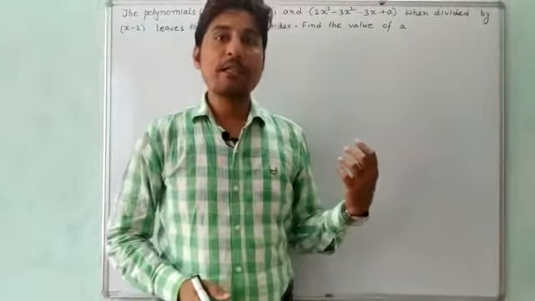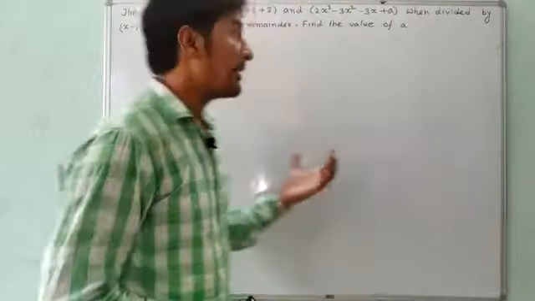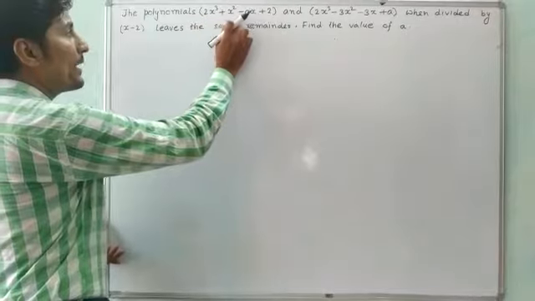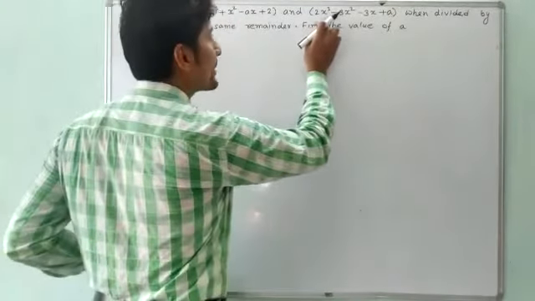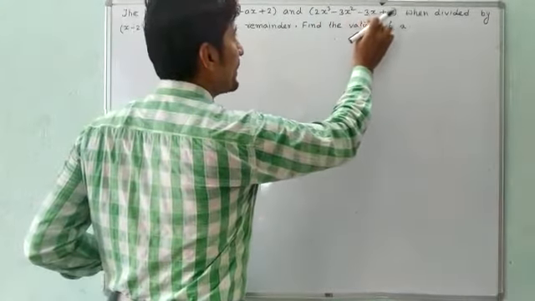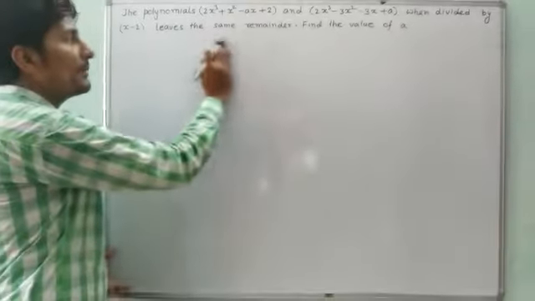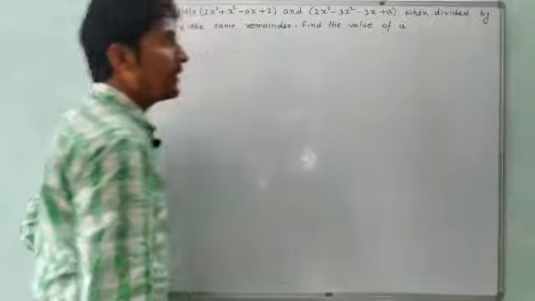Now let us see question number 13 from exercise 2C. Let us see the question first. The polynomials 2x cubed plus x square minus ax plus 2 and 2x cubed minus 3x square minus 3x plus a, when divided by x minus 2, leave the same remainder. Find the value of a.